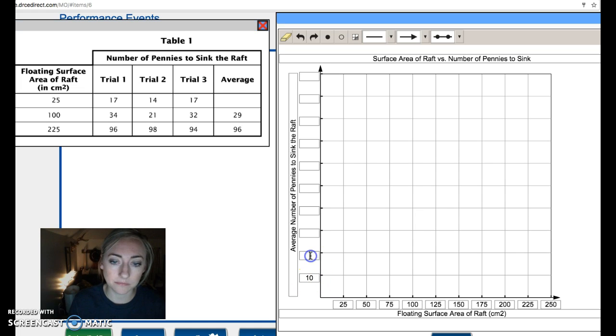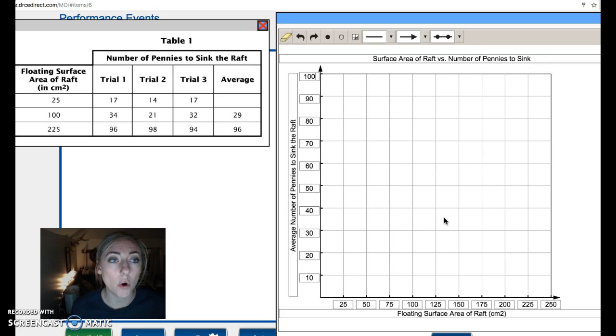So 10, 20, 30, 40, 50, 60, 70, 80, 90, 100. All right, so now we have everything labeled and we can go through and put in our points.